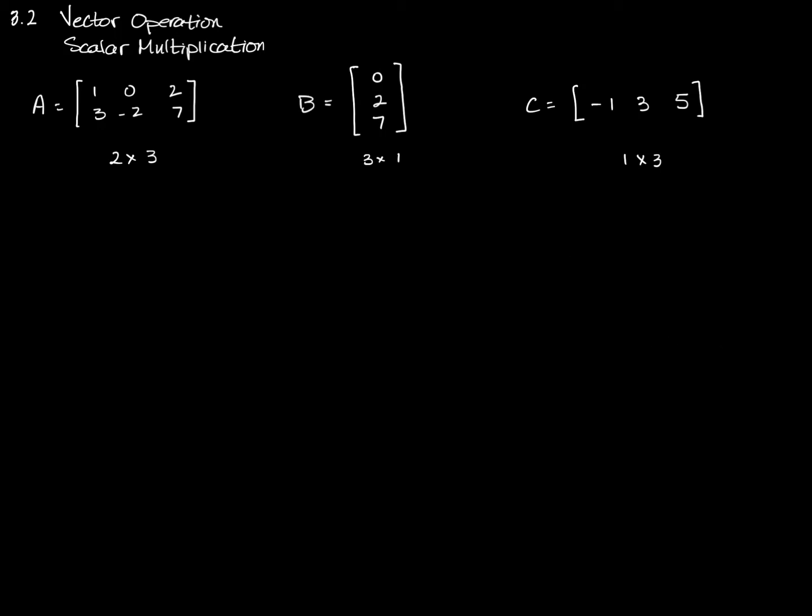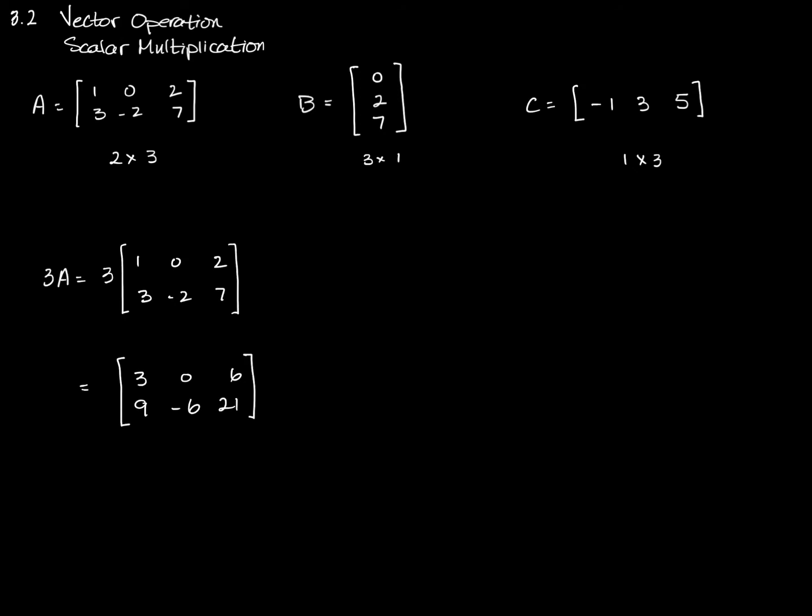And I'm going to focus now on what we called matrix scalar multiplication in the previous chapter. I can't remember if it was the previous chapter or the one before, but if I want, for example, 3A, then I'm literally going to take 3 times the matrix 1, 0, 2, 3, negative 2, 7, so that I end up with 3 times every entry, 3, 0, 6, 9, negative 6, 21.